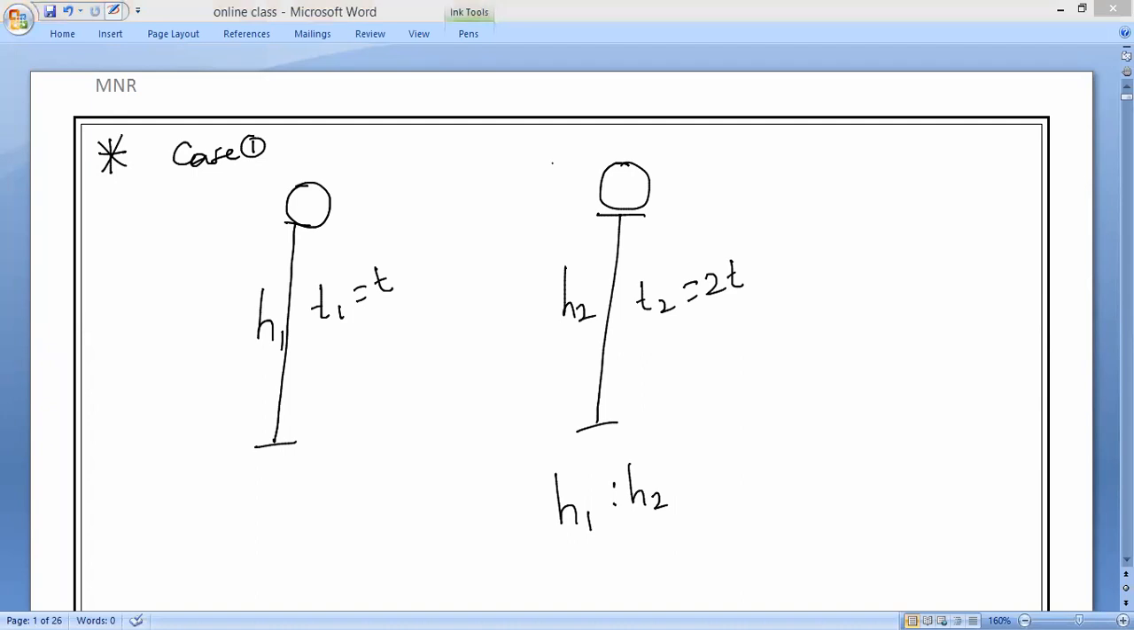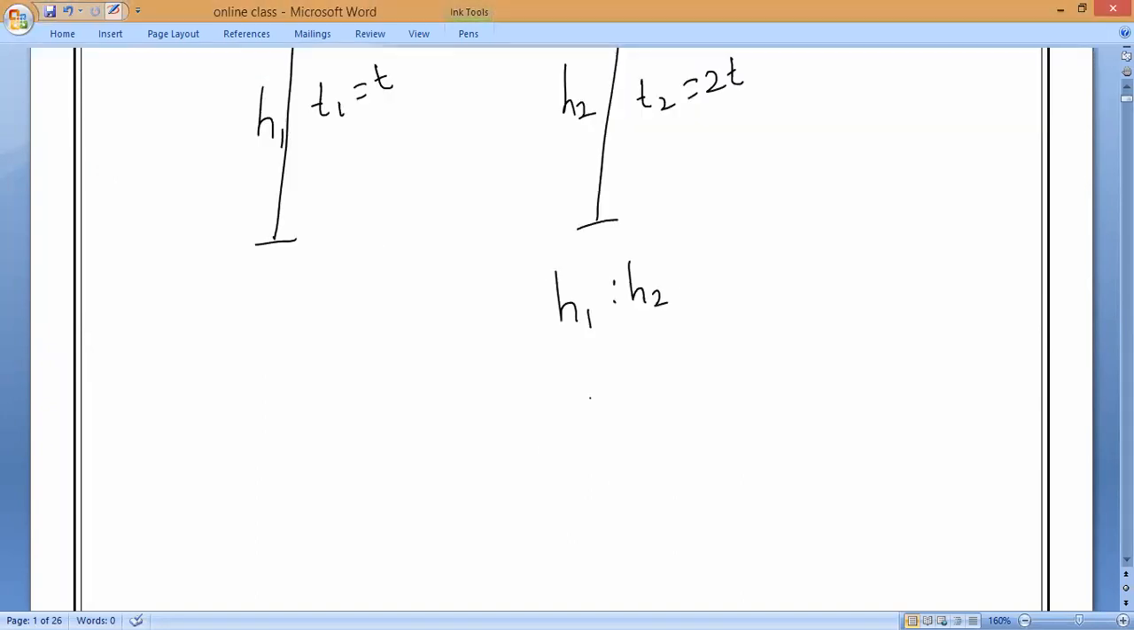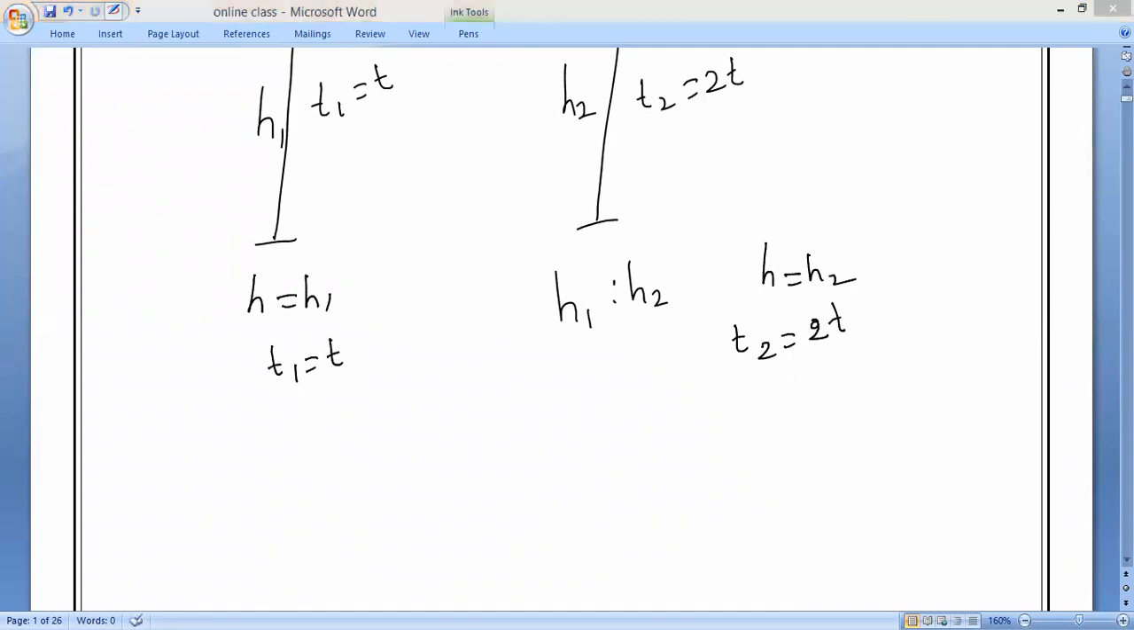Okay, now very simple. Time and height, we have one relation. What is that relation? Anybody? In case 1, h is equal to h1, and in case 2, h is equal to h2. Here time t1 is equal to t, and time t2 is equal to 2t. Now we have one relation. What is that relation? Anybody can tell me?